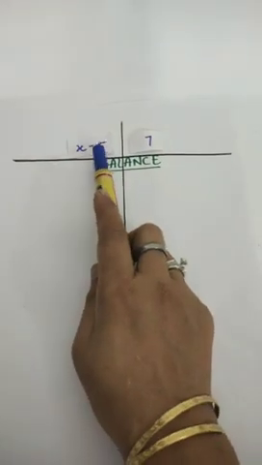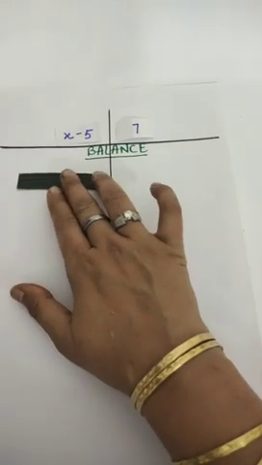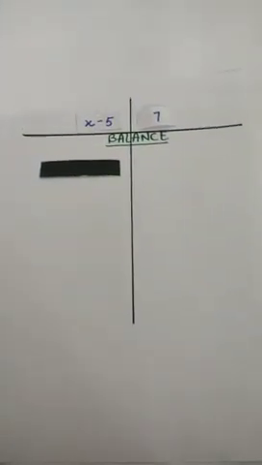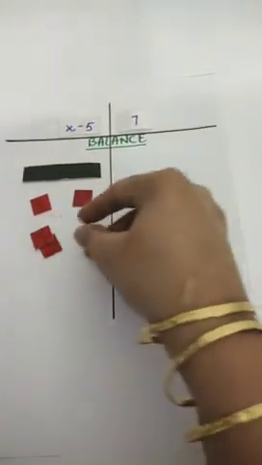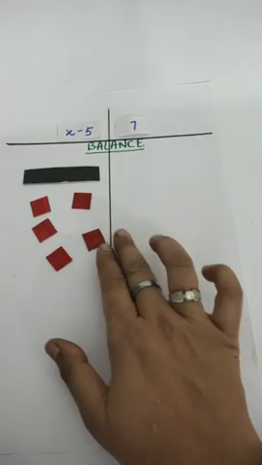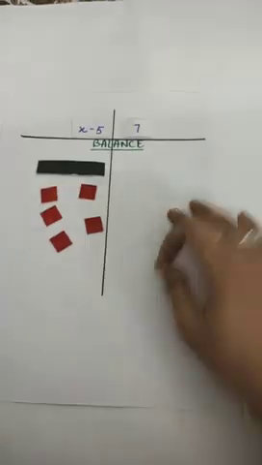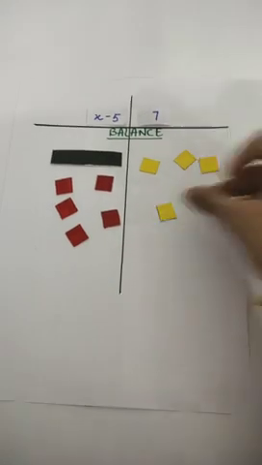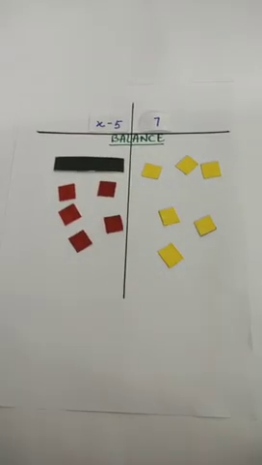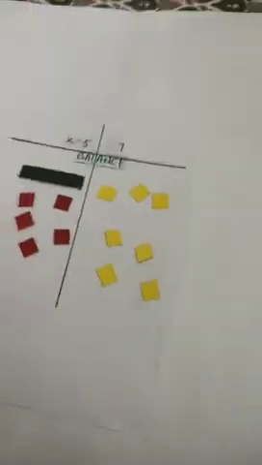Now let us solve one more equation consisting of a negative sign: x minus 5 equals 7. So to solve this, we can put again the green tile for x, but it is negative 5 this time, so we have to put 5 red tiles like this. Now towards the right hand side, 7 is positive, so we can put 7 yellow tiles like this. These are 7.